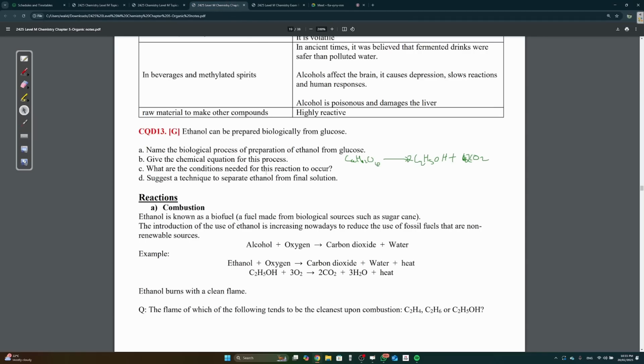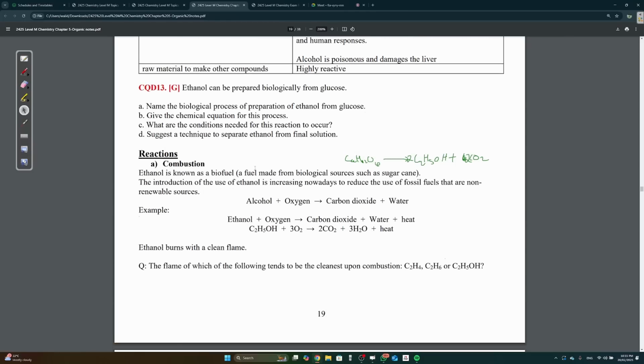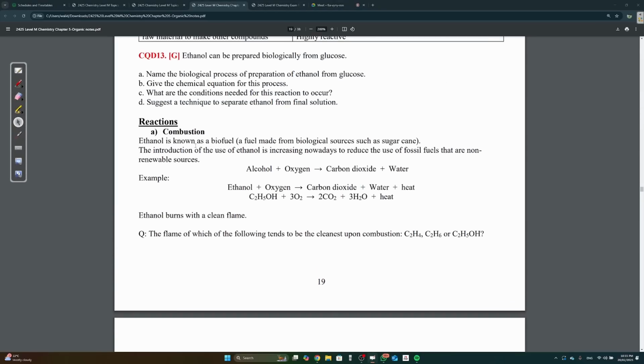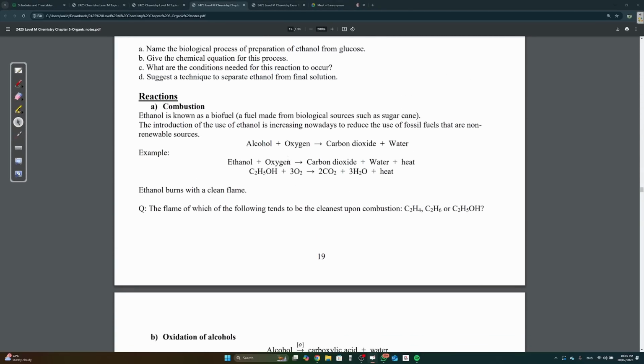Suggest a technique to separate ethanol from the final solution. How would you separate it? Remember, you need to do fractional distillation. Again, like every other organic compound, it undergoes combustion. You should know that for ethanol it's the same thing, the complete combustion. Ethanol burns with a clean flame. You're going to ask why? Because look at ethanol, it has an oxygen in it. You guys know combustion happens easily in the presence of oxygen. Since it has this oxygen, it's going to burn nice and clean.